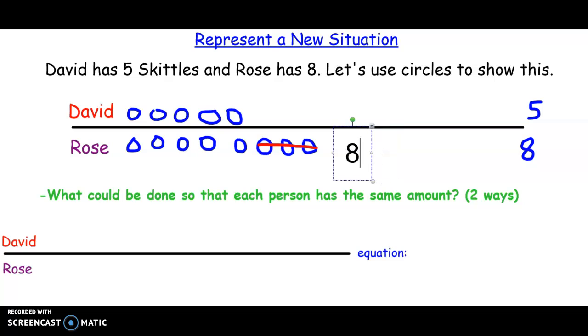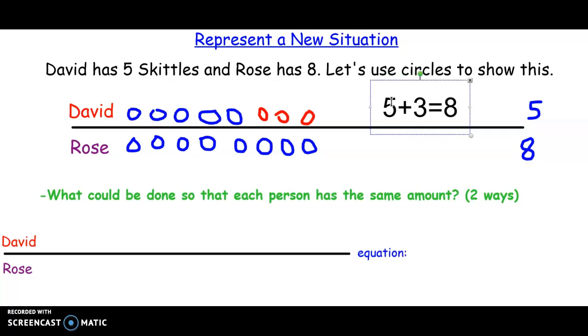Another thing we could do would be we could find some more Skittles and give David 3 more. I'll show them in a different color. 1, 2, 3. Okay, so that would look like we started with 5. We gave him 3 more to equal 8. So this is when we're equalizing our data, we're making things the same for each person.